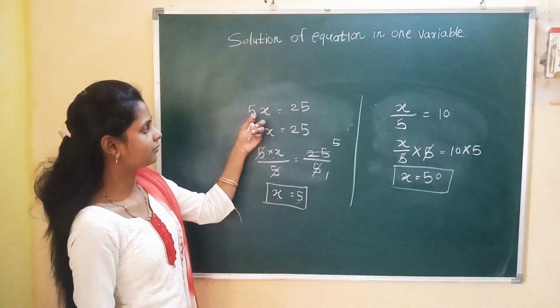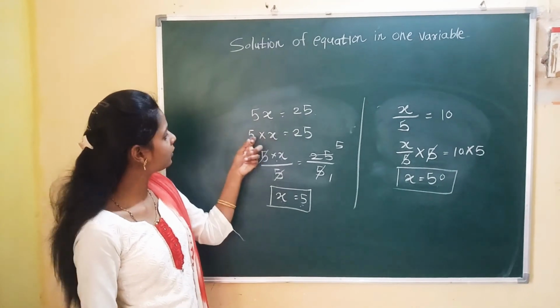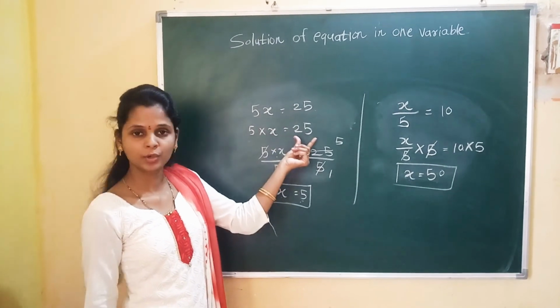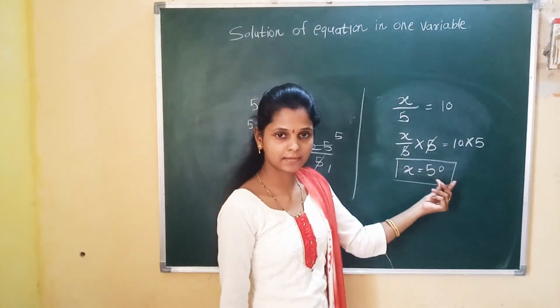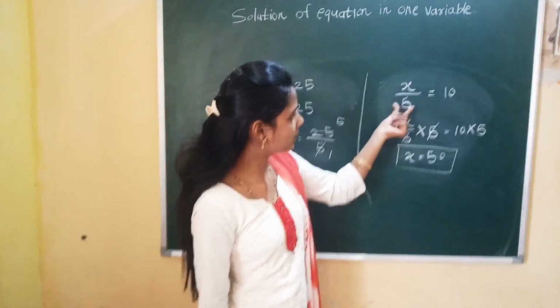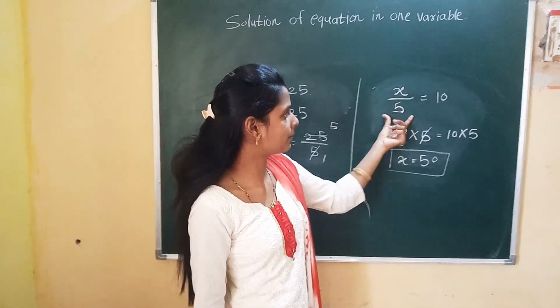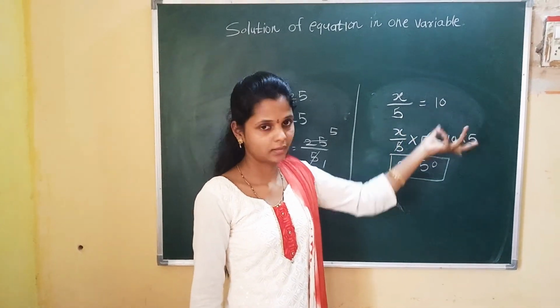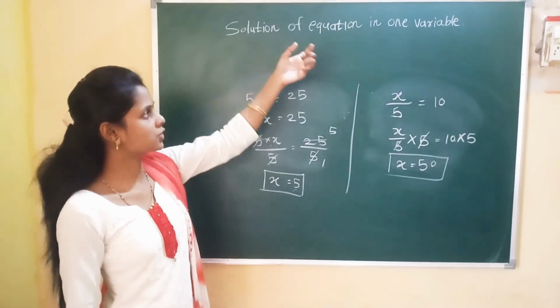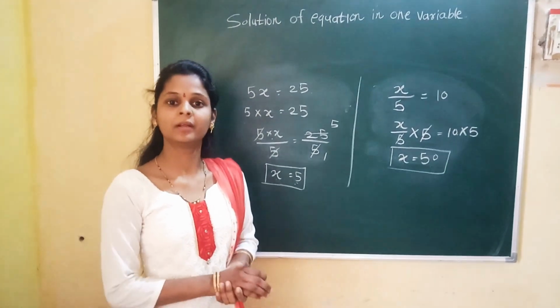When you substitute 5 multiplied by x, which is equal to 5 multiplied by 5, it will become 25. And here also x is equal to 50. Whenever you divide this 50 by 5, 50 divided by 5 is equal to nothing but 10. This is how you are going to solve an equation in one variable. I hope you all understand this.